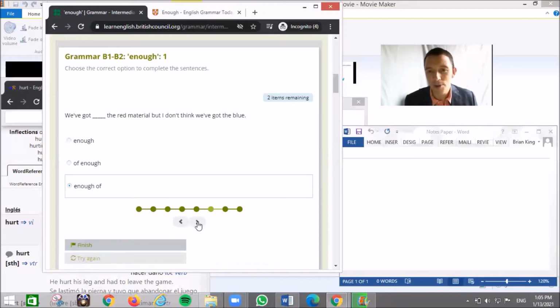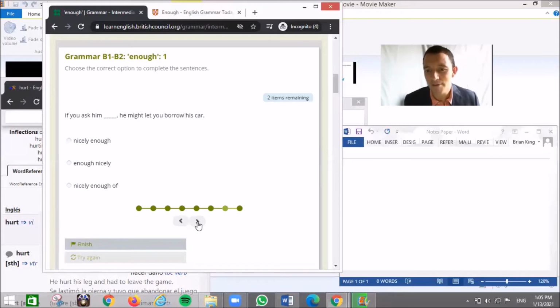So hopefully you're doing okay, and we can check the answers at the end, and hopefully we do not have too many errors. If you ask him nicely enough, nicely enough of, he might, it's a possibility, permit, borrow, prestar y preguntar. So a very important difference between to borrow and to lend. So here, if you ask him nicely enough, nicely is the adverb, and remember the position of the adjective, adverb, and verb, enough is after. And for that reason, we go here, nicely enough. He might let you borrow the car.